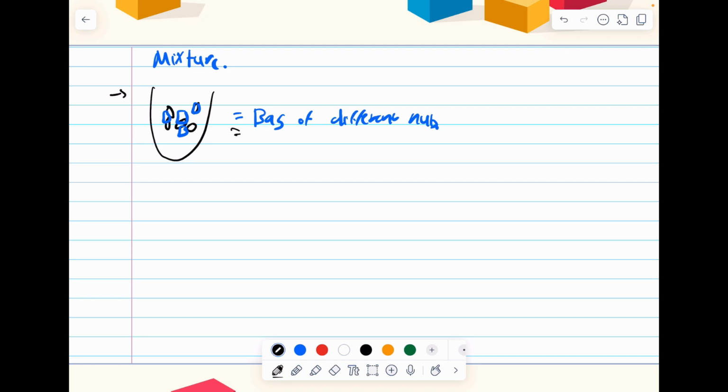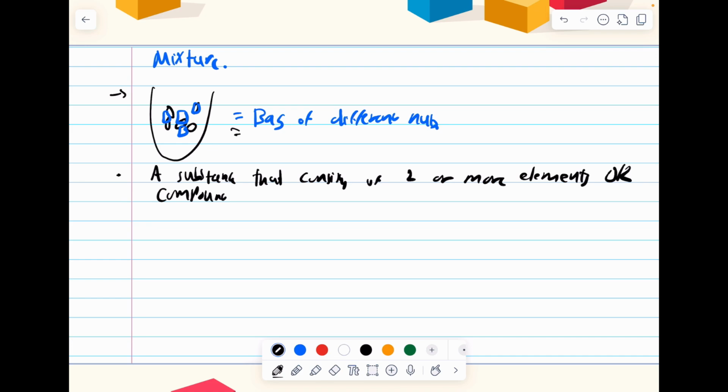Okay, let's look at the chemistry definition and go away from the analogy right now. A mixture is a substance that consists of 2 or more elements or compounds not chemically combined together. Okay, so this is a very important definition. Make sure you learn it. And now we're going to go over it and break it down.